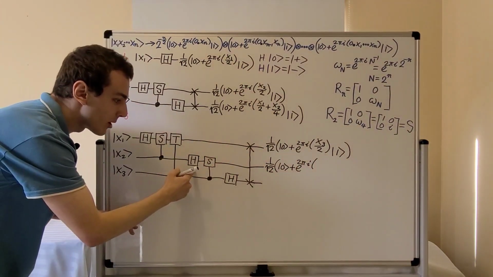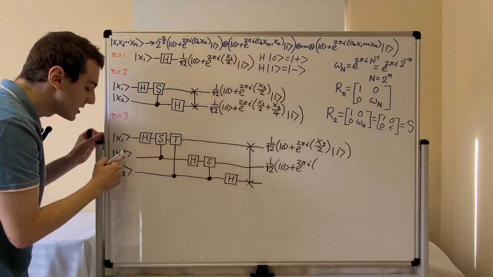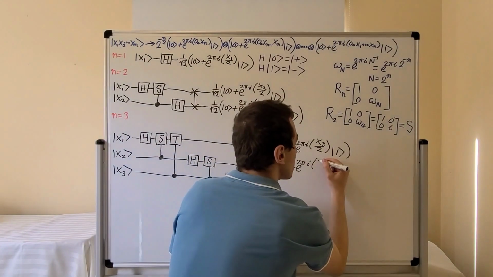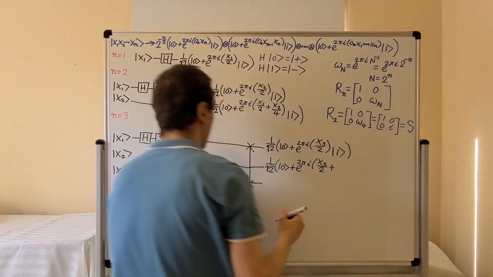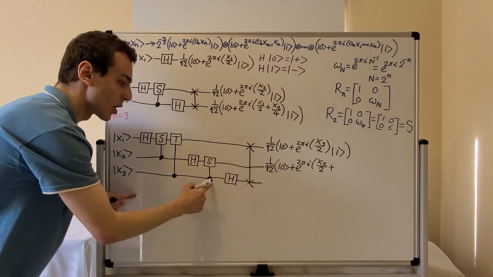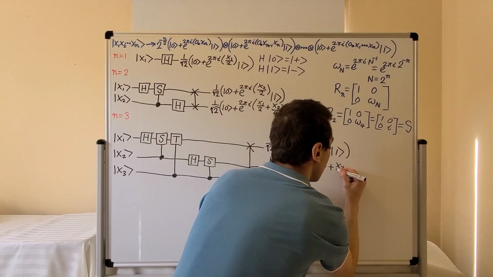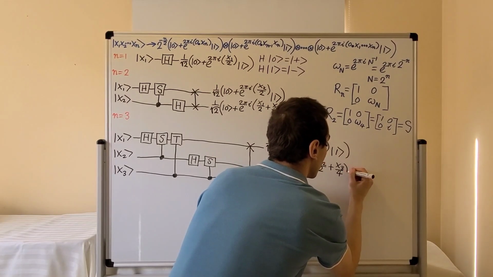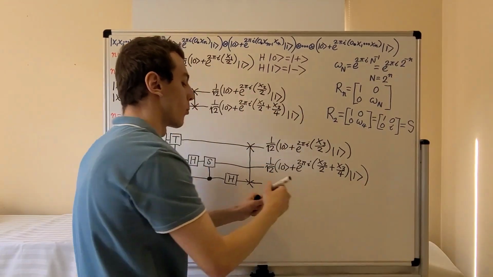Well, first we apply the Hadamard, and then we apply the controlled S. The Hadamard, that's affected by x2. So x2 is the coefficient of 1/2, and x3 is the coefficient of 1/4. So x3 is the coefficient of 1 on 4. And this is the coefficient of 1, the state denoted by 1.